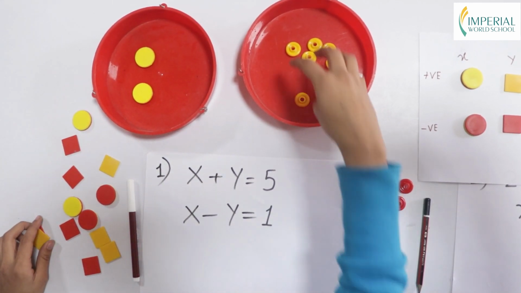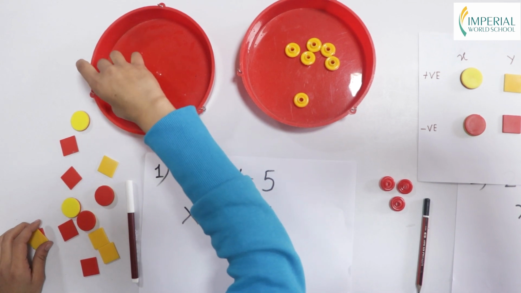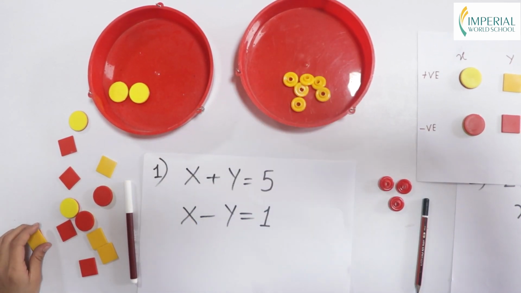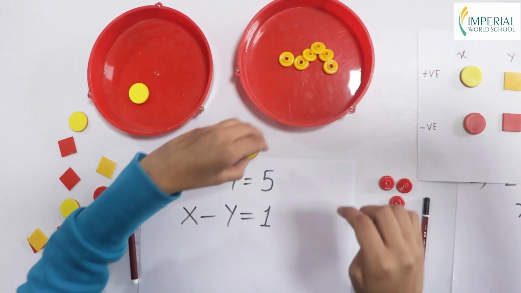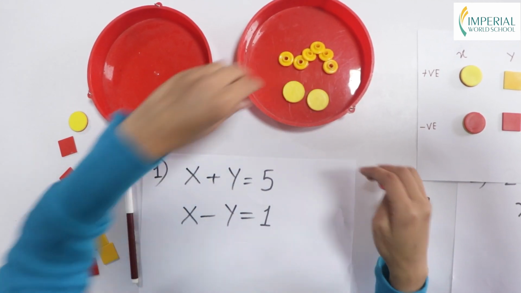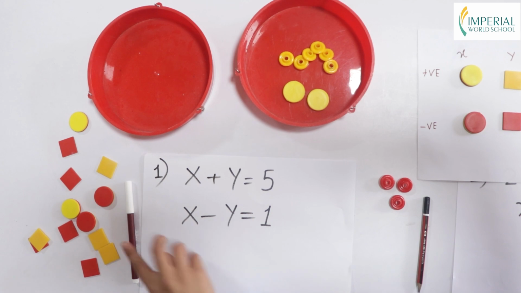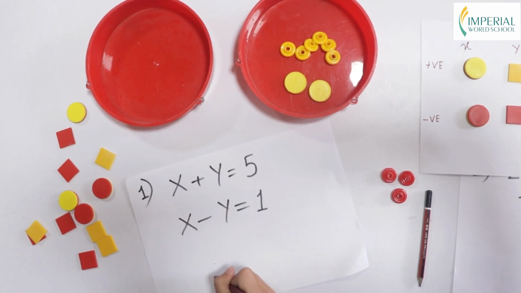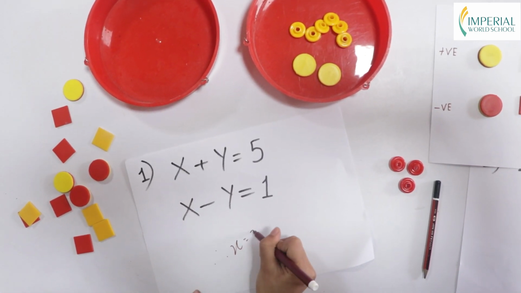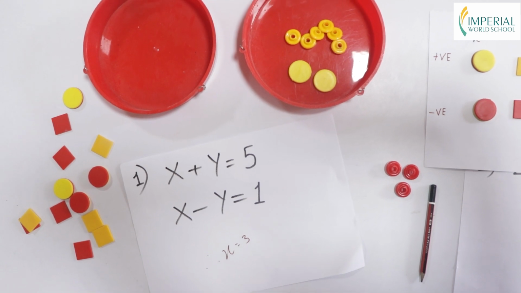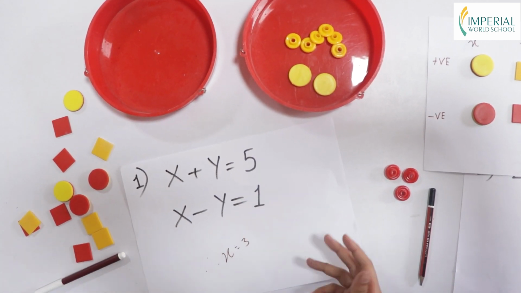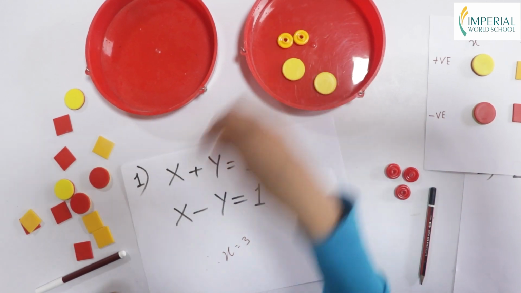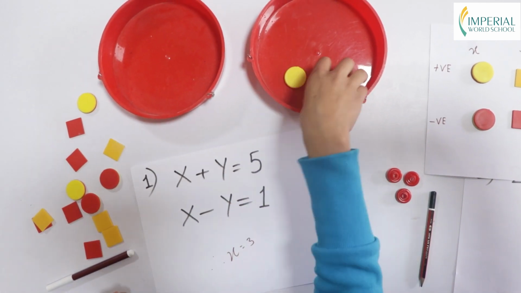So this makes up 2x equals 6. Now we can divide 6 by 2, which equals 3. That is why our value of x is 3. Now using this value, we can find the value of y. We can take any one of these equations. Let's take the first one, for example.